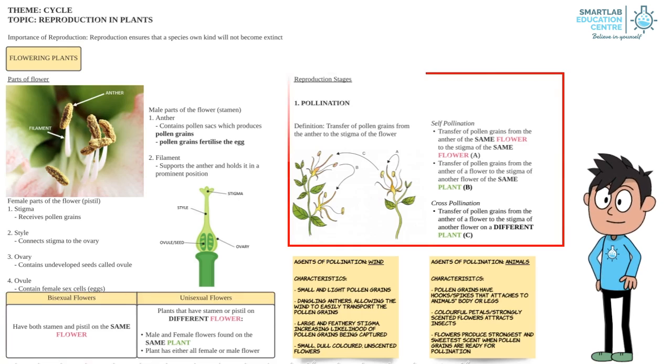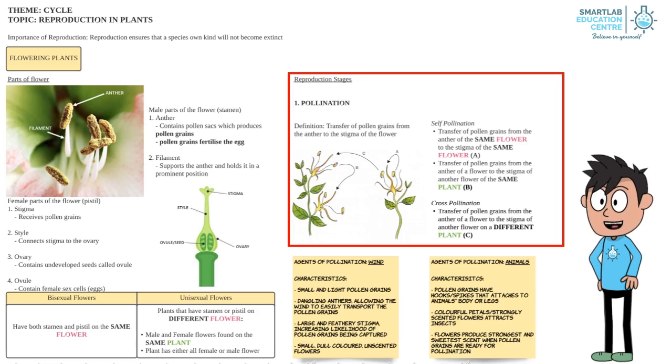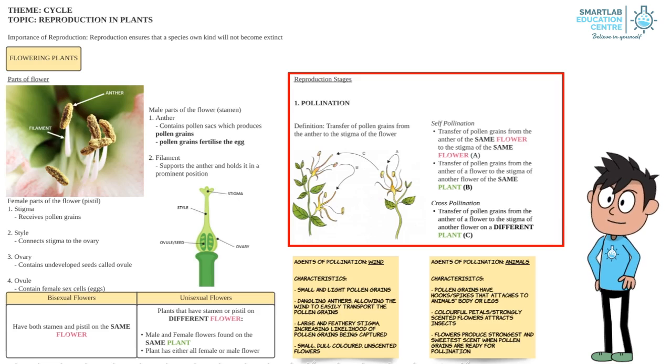Reproduction from seeds. The first stage, pollination. Pollination is the transfer of pollen grains from the anther to the stigma of the flower. There are two types of pollination.